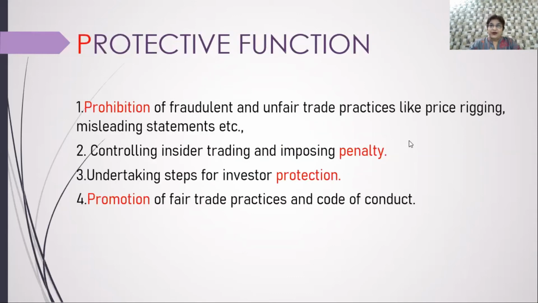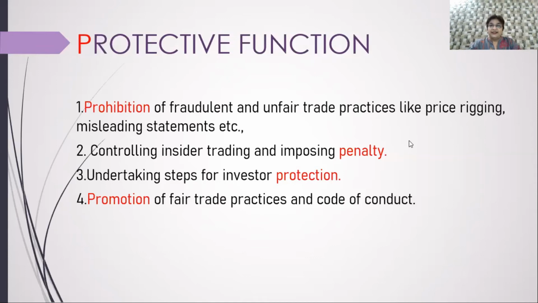Then comes the protective functions. Again, P for protective, and all the protective functions begin with P: prohibition, penalty, protection, and promotion. So prohibit unfair trade practices like price rigging. Some companies keep on increasing the price artificially. So that has to be stopped. So prohibition. And they give false statements, misleading statements, etc.